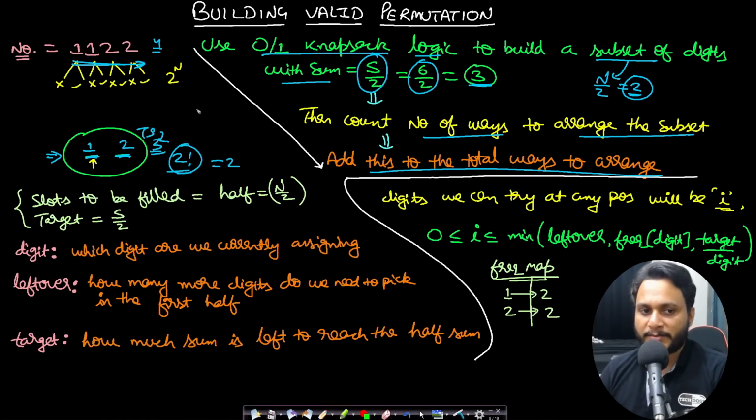What about another subset? Because there will be another subset which is also 1, 2, and I can also arrange it in 2 factorial ways. So the total ways when you create 1, 2 on one side will be equal to 2 factorial multiplied by 2 factorial, which is 4 ways. But there could be other valid splits too.